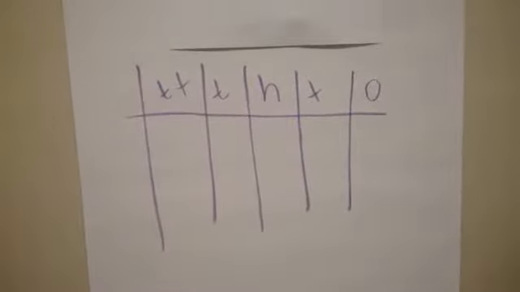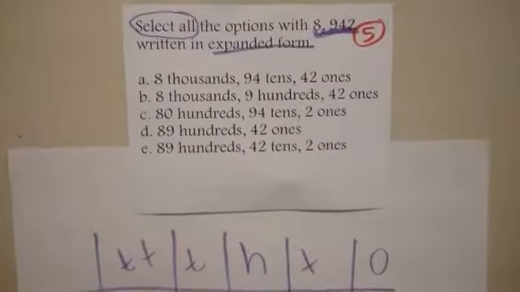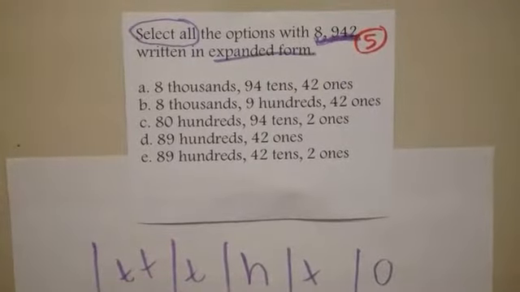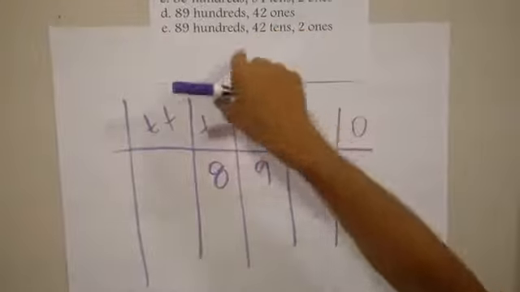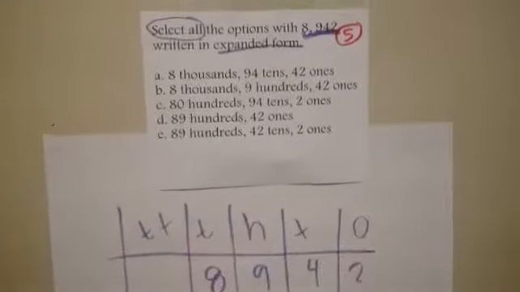Drawing one just in case I need it. So, 8,000s, 94 tens. Let me put this on the place value chart: 2, 4, 9, 8. We're looking to match this number with these numbers. There's more than one way we can write numbers, so there could be more than one correct answer.